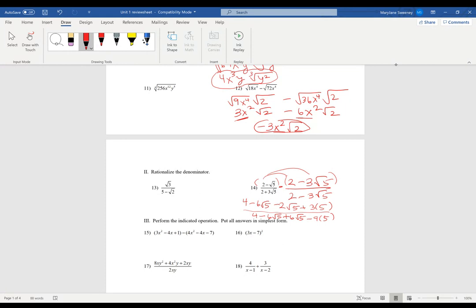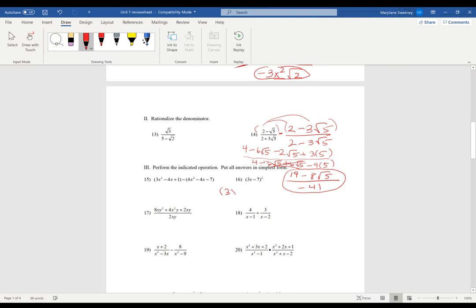So on the top, we've got, let's see, we got 4 plus 15, which is 19. So 19 minus 8 radical 5. And on the bottom, we've got 4 minus 45, which is negative 41. The middles cancel. So that is our answer.